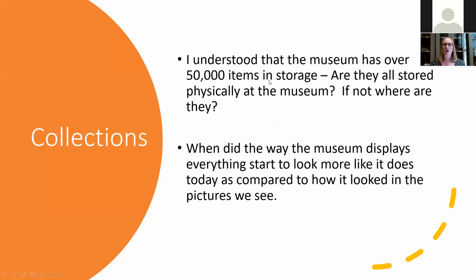So there are over 53,000 items in our collection, and a majority of that collection is stored here on site. We have 3 storage spaces, 1 for archival and 2 for objects. There are a few things that are not stored here on site, mostly because of their size, or sometimes there's things that relate to other history.